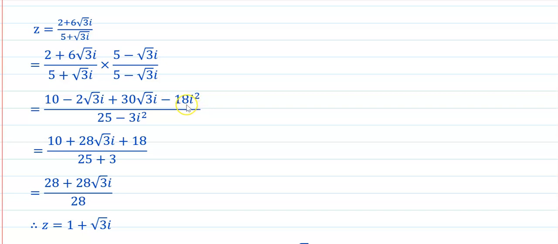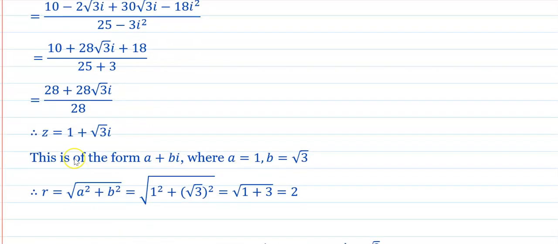Okay. Now the next is (a plus b) and (a minus b). Using that formula, 25 minus 3 i square. i square is minus 1, and hence you will get 25 plus 3. Now here the value of i square is minus 1, and hence that minus and minus will become plus. Okay, 10 plus 18, that is 28, plus 28 root 3 i, divided by 25 plus 3, that is 28. Now divide this 28 by 28, then you will get 1.